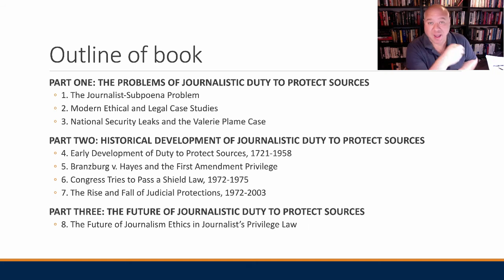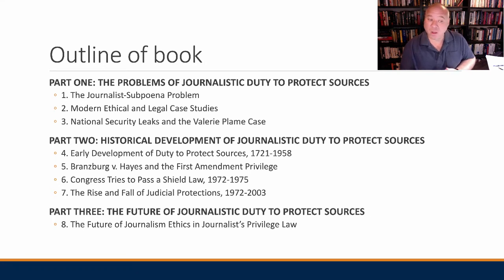Part 2, really looking at the historical development of journalistic duty to protect confidential sources. So chapter 4 is rooted in kind of the colonial and early American experience, really up until the mid 20th century. Chapter 5 focuses on Branzburg v. Hayes, the Supreme Court case in 1972, which is the only time the Supreme Court has issued a ruling on journalist source protection, and that's kind of a pivotal legal precedent, but not the end of the story.